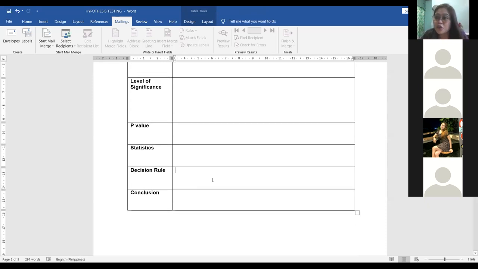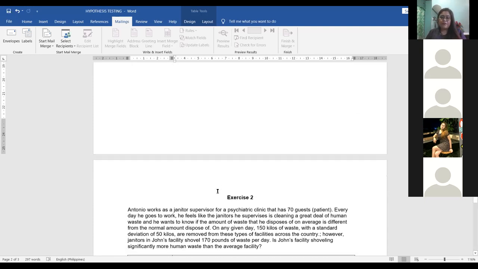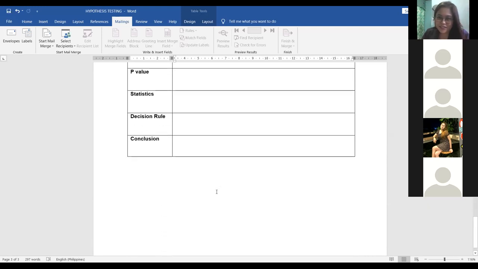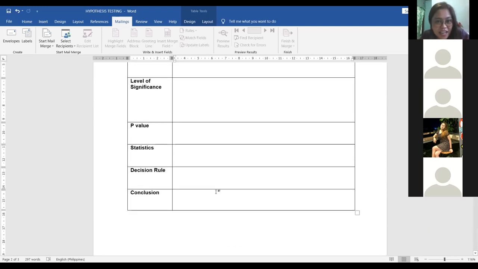And then what is our decision rule again? You have to write here the decision rule that if the computed z value is greater than the tabular z value, then you have to reject the null hypothesis. And then based on the computation you have made, you make a conclusion. That is also true for exercise number 2. But you have to take note how you decide whether to use a one-tailed test or two-tailed test. So that will be your assignment. You will answer it tomorrow. I'll send it to you on Schoology. Okay?